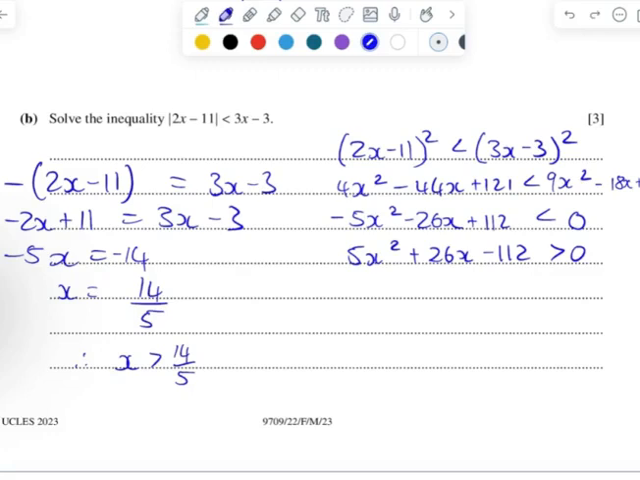Okay, so if I factorize this thing, you can also use your quadratic formula. You can have a 5 and a 1 and a 14 and an 8.